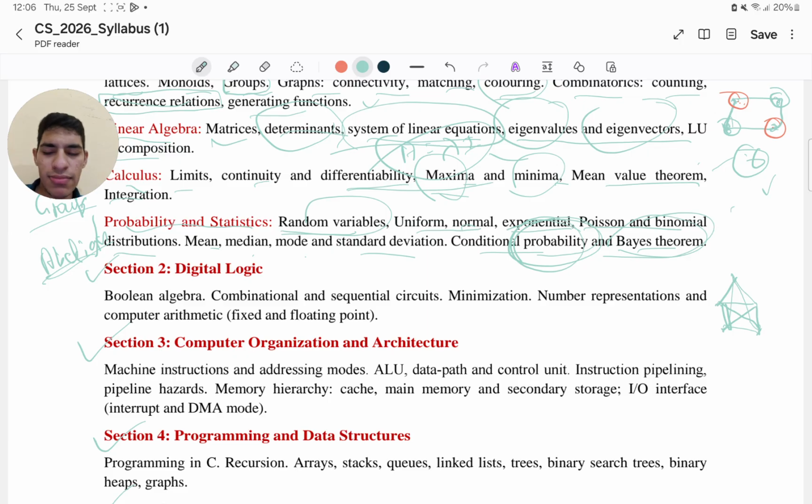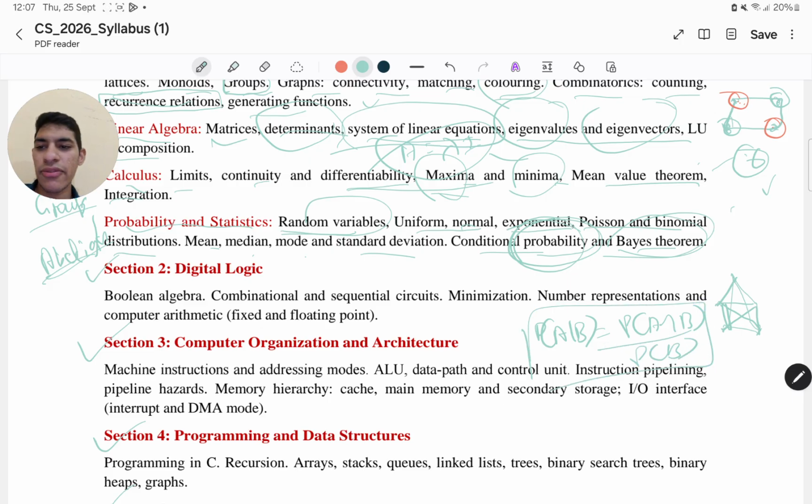In most cases, you are given a question in which some event is given, and the probability of some other event based on this event needs to be calculated. You know one thing, but you have to calculate the other. So you will mostly use this formula: P(A|B) is P of A intersection B divided by P of B. This is the particular formula.